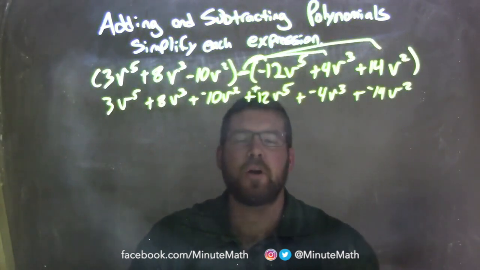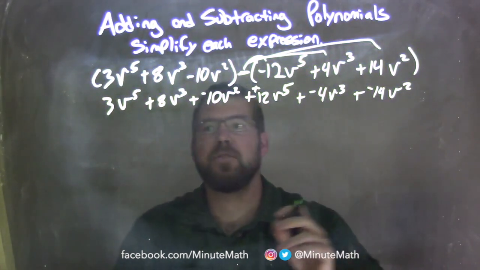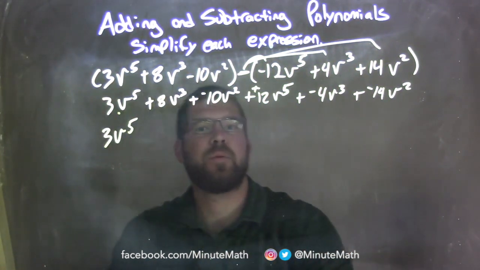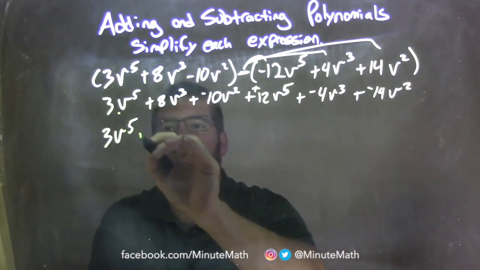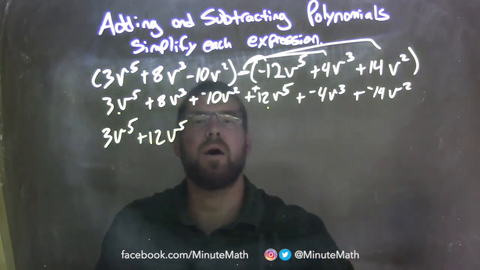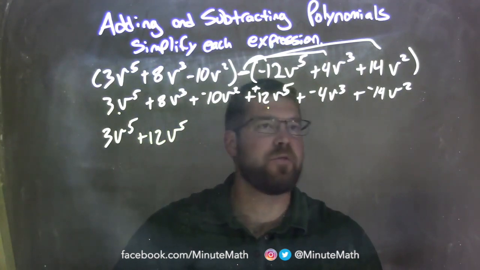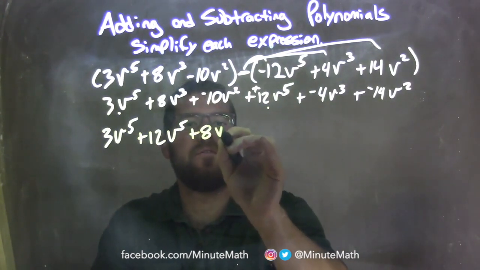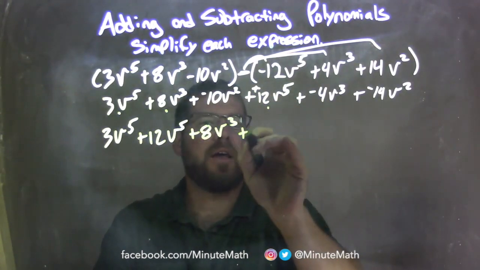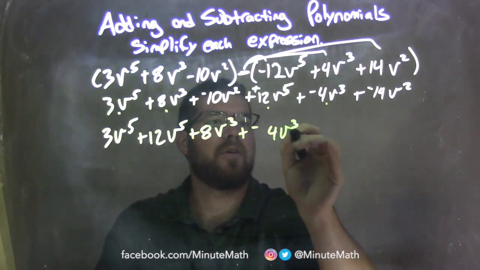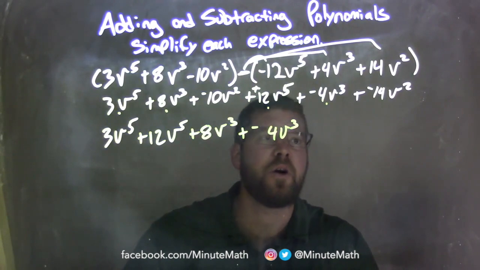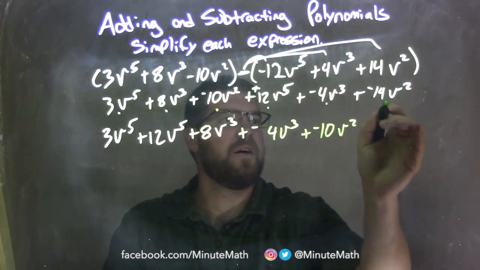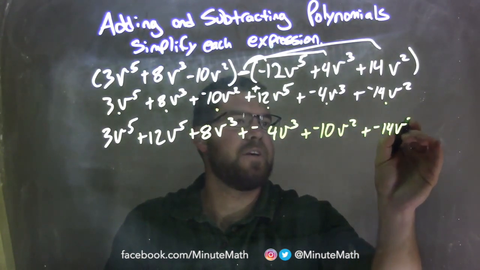So now what I'm going to do is put all my like terms together, highest degrees first. Highest degree I see is to the fifth power, so 3b to the fifth, with a dot to show I brought it down. Next one here is 12b to the fifth. I don't see anything else to the fifth power. Do I see anything to the fourth power? Nope. To the third power? Yep, 8b to the third, and then adding a negative 4b to the third. Anything else with b to the third? No. b squared? Yes, there's two of them. Adding a negative 10b squared here, and this one here, adding a negative 14b squared.